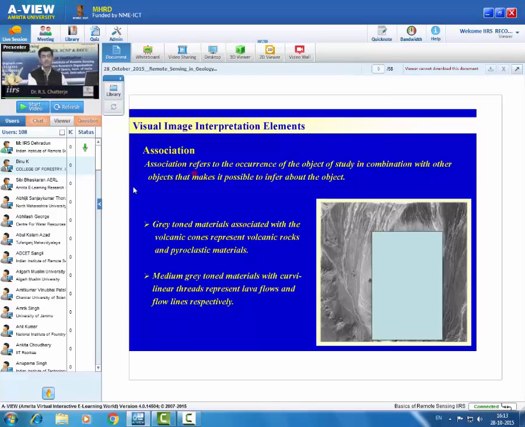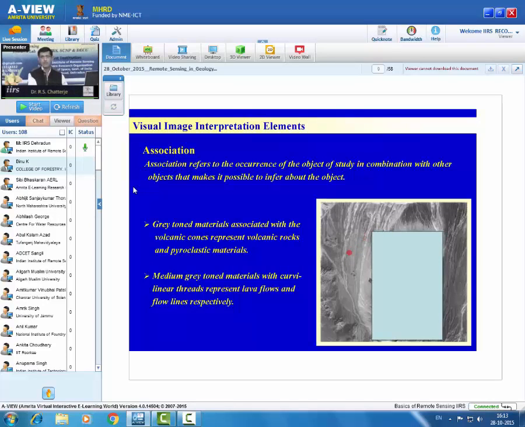Now we see association. What does association mean? Association means this: you are interested in identifying a particular object, and this particular object is associated with some neighboring object. So for identifying or recognizing this object of your interest, how the associated features, the neighboring objects, help you to interpret, that is what association helps us with.